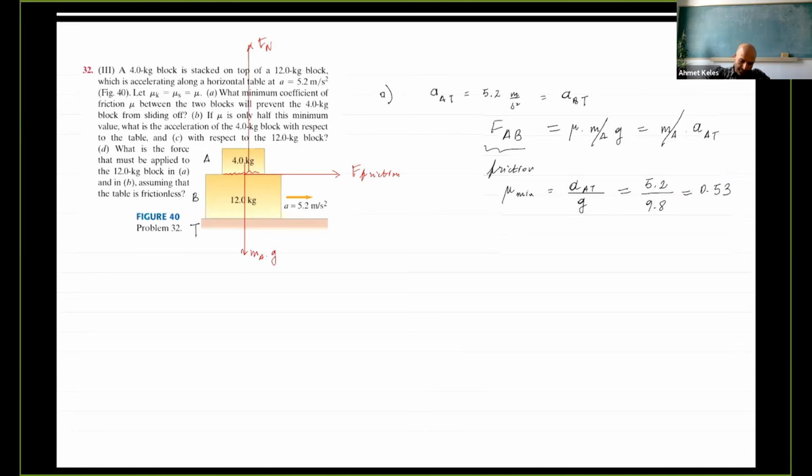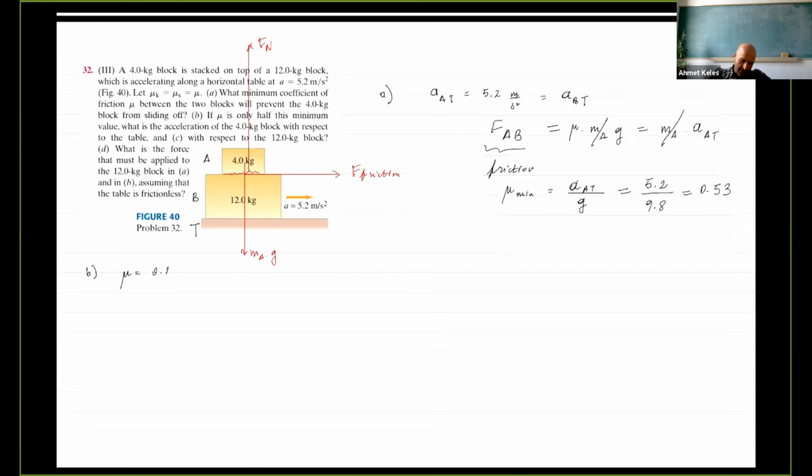Now B says if mu is only half this minimum value, what is the acceleration of the 4.0 kilogram block with respect to the table? Okay. Like we are saying, mu is half of this value, which is 0.53. It's equal to what? Let's call it 0.26. And now our task is to find the acceleration of the 4 kilogram block with respect to the table.